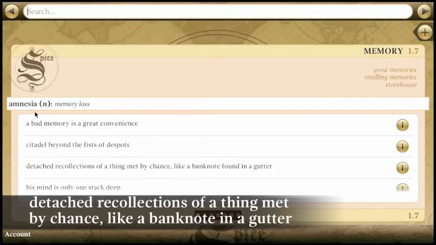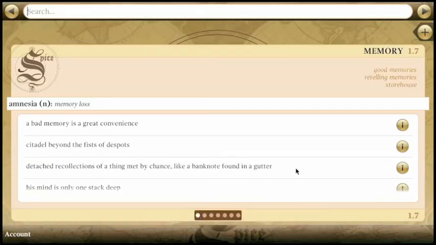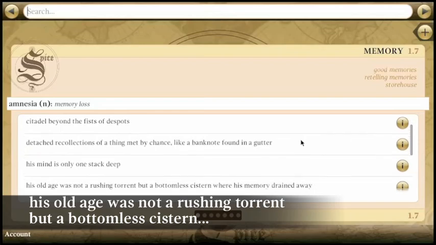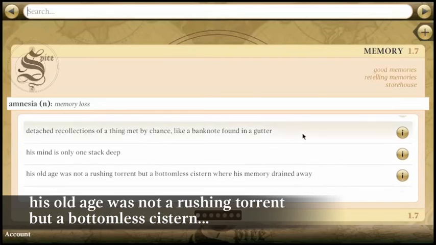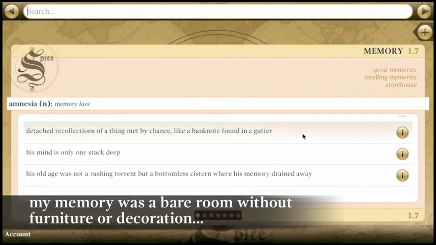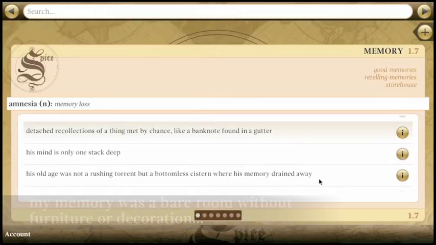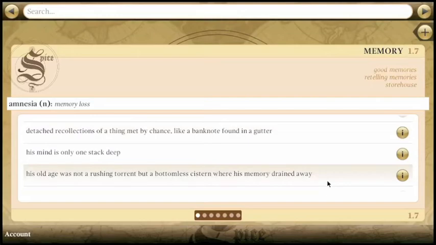Detached recollections of a thing met by chance, like a banknote in a gutter. His old age was not a rushing torrent, but a bottomless cistern where his memories drained away. My memory was a bare room without furniture or decoration. There are 3 drawings reflecting amnesia for you: a dollar bill caught in a gutter, a bottomless well, and an empty room. See how easy it is to be inspired using Spice?